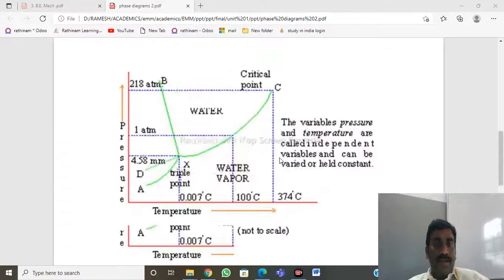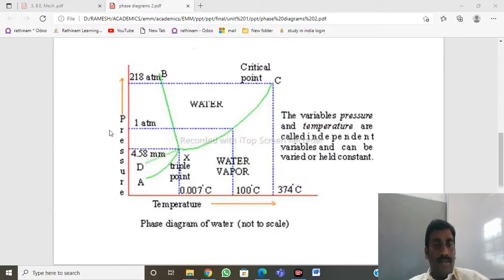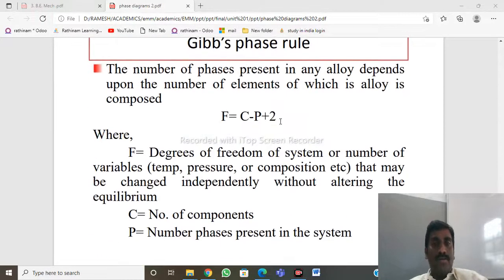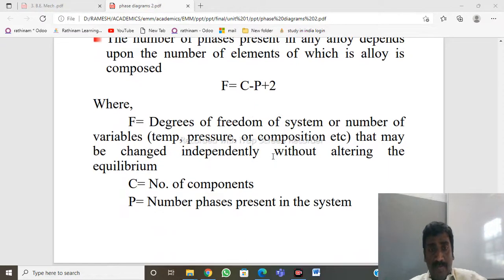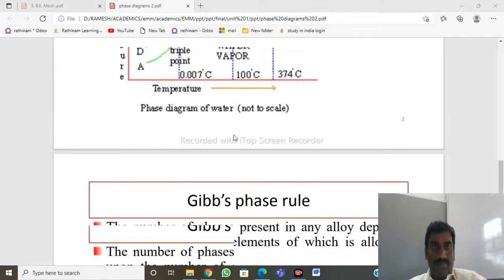How many variables are there? Pressure and temperature. So there are two variables, and 2 is the number of variables. It is a constant value. That means F is the degrees of freedom, C is the number of components, P is the number of phases present in this system, and 2 is the number of variables. With the help of this formula, we are able to find out the number of degrees of freedom.